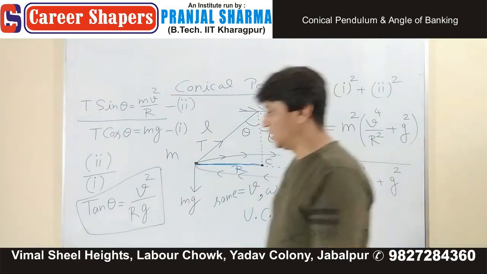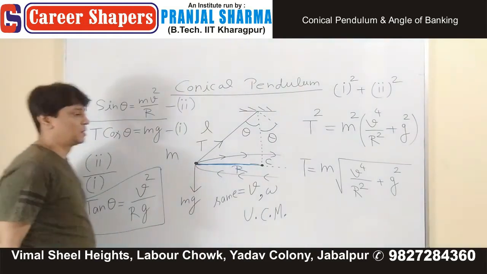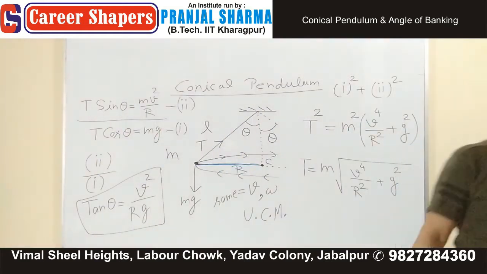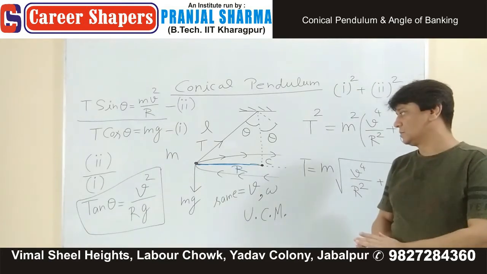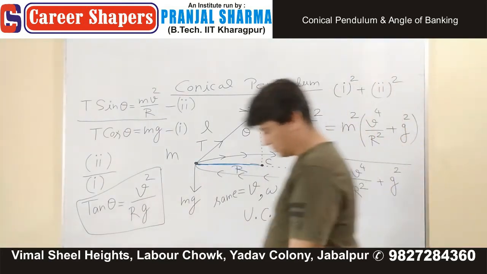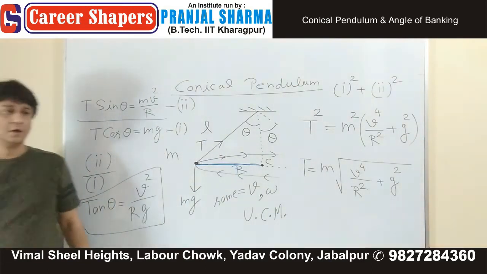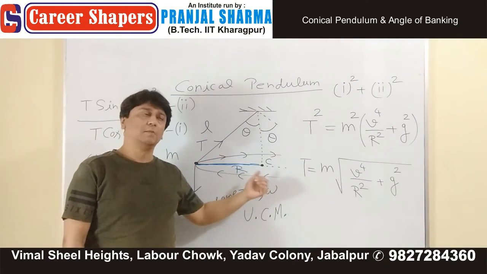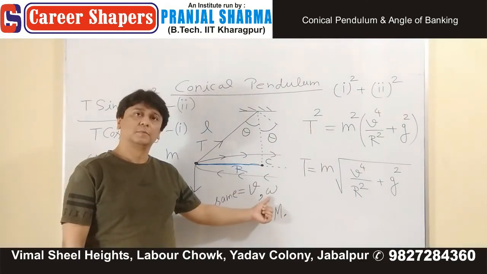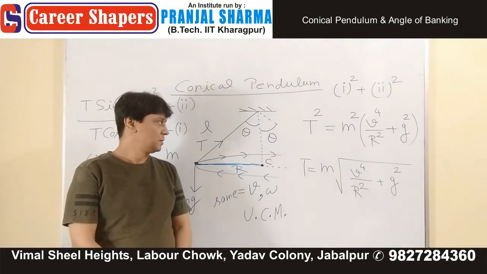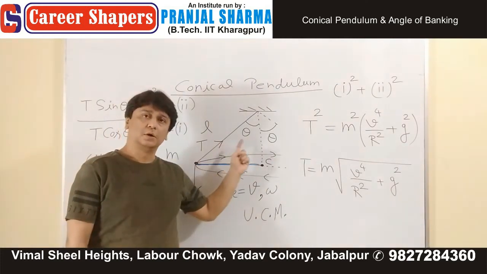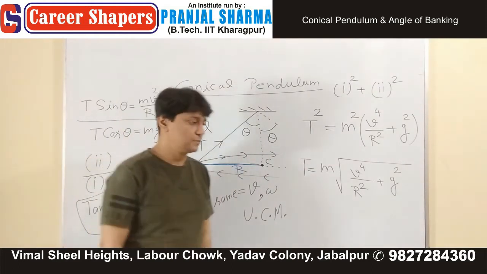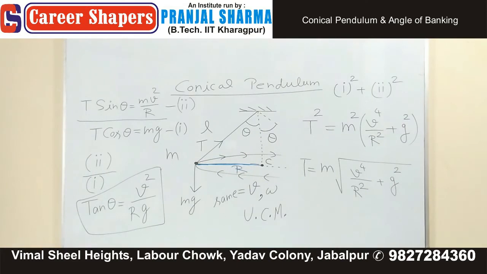Right, on the next part of this conical pendulum, find out minimum angular velocity so that a cone can be formed.